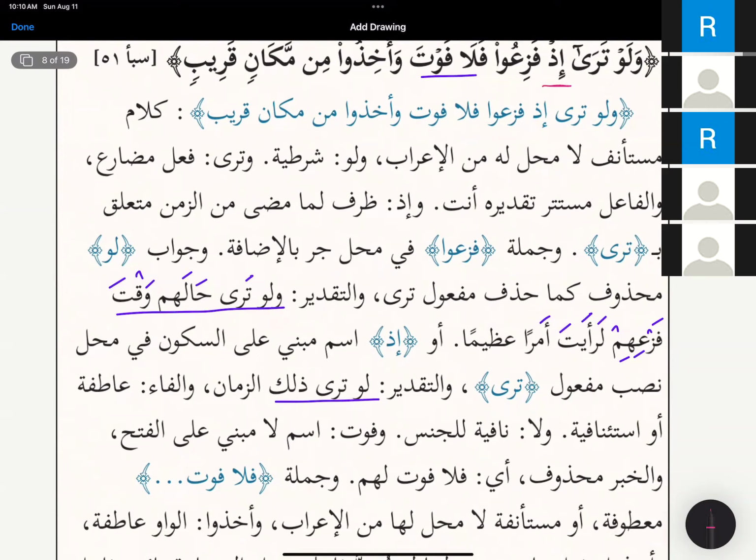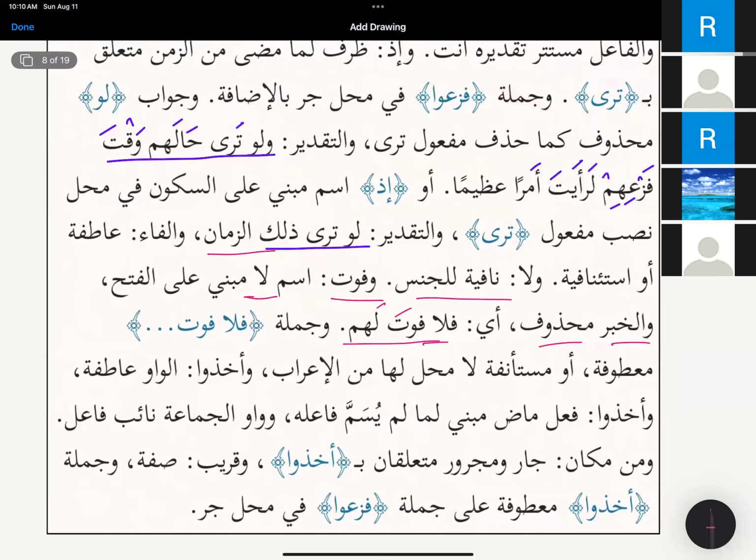We are talking about this, right? There are two options. Walau tara, we can think that walau tara zalika zaman. Have you seen that time? What time is faziyo, when they were scared? Right? And then la is la nafiyatul lil jins. Fauta is ism of la nafiyatul lil jins, and khabar is mahzuf. And the meaning is fala fauta lahum. So this terror is not going to end for them. No escape for them from this terror.